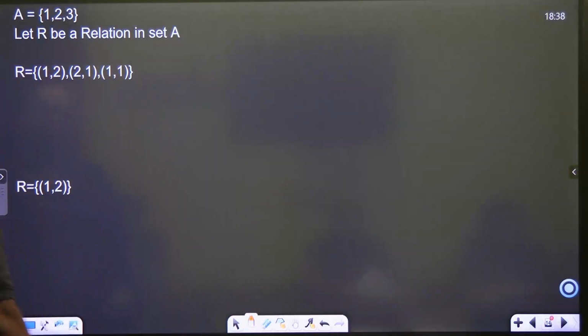1 2, 2 1, 2 2. How about this relation 1 2? Tell me, is 1 2 transitive? Yes. I have 1, 2. I should have another set, should be 1 something. It's not there. So I don't check further. This is transitive. How about this one?